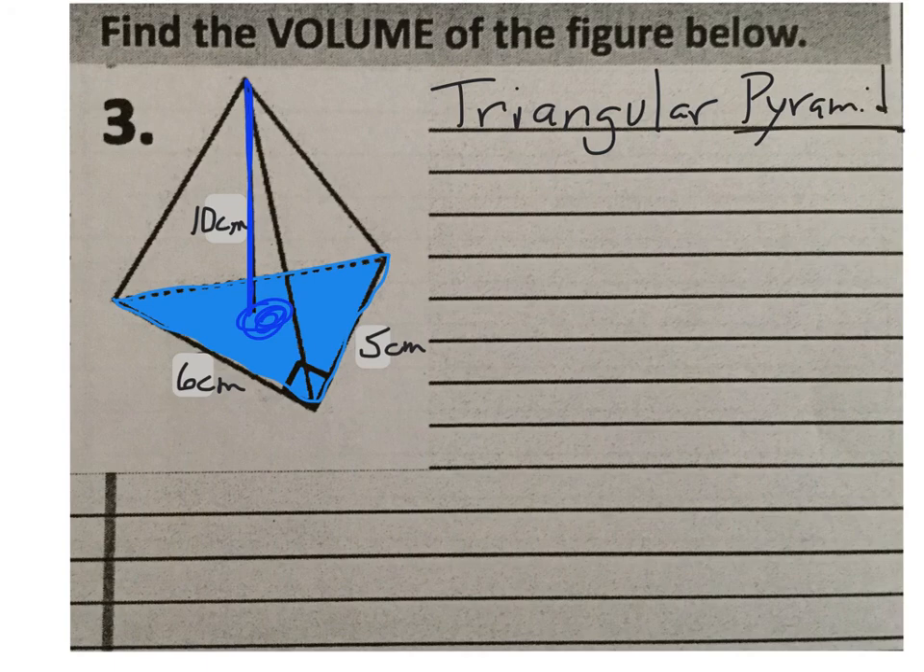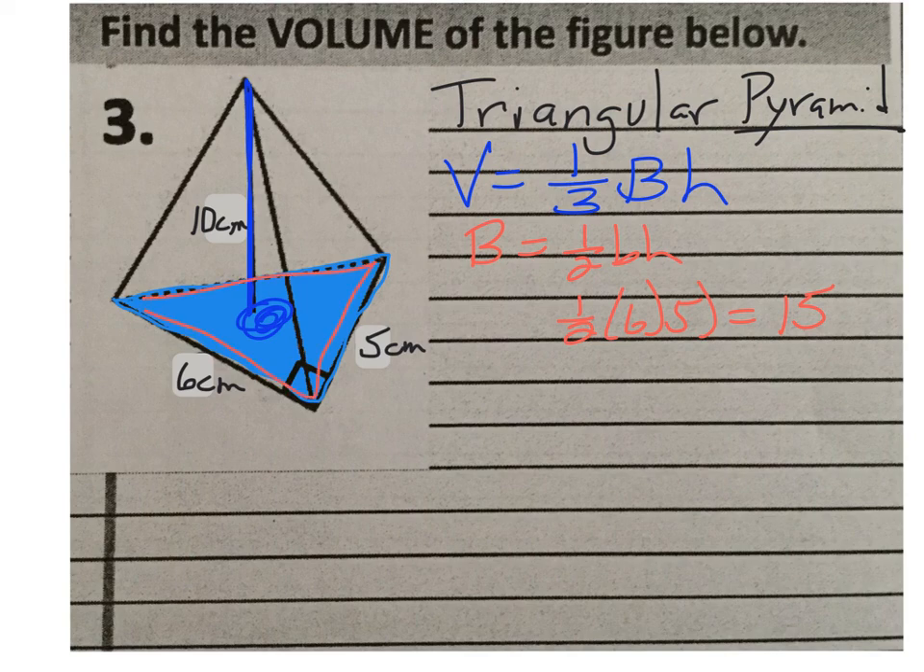So we identify the formula. Volume equals 1/3 capital B times H. So first, let's find the area of that base. The big B is a triangle, so that's 1/2 BH. So we have to solve that first. So 1/2, 6 times 5, and that just comes out to 15. So the area of this base here is 15.